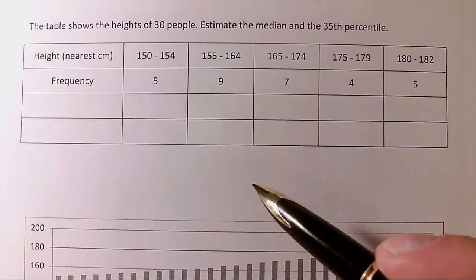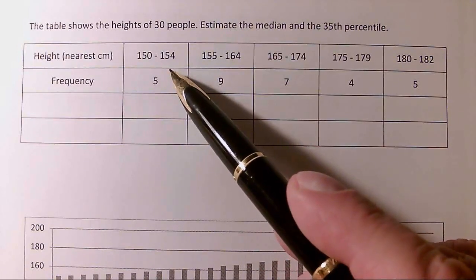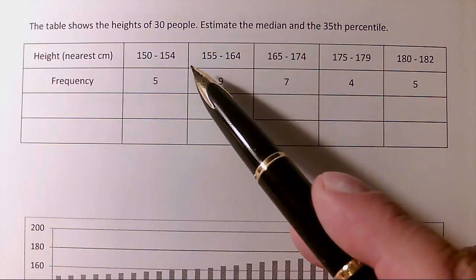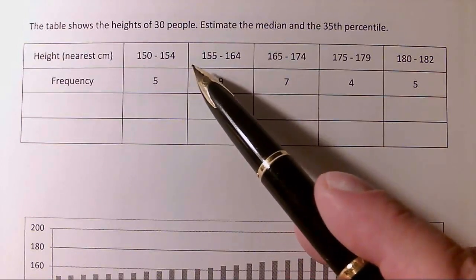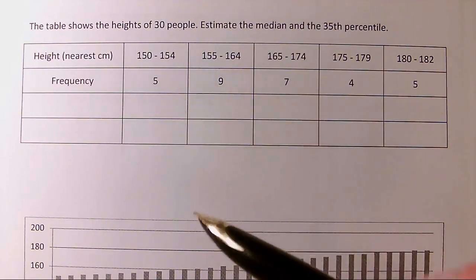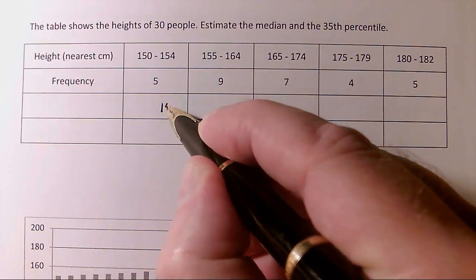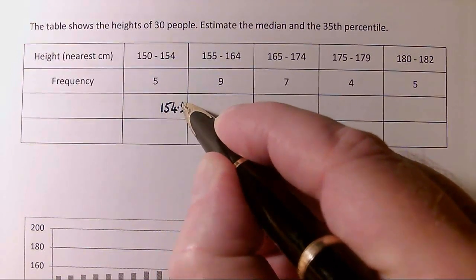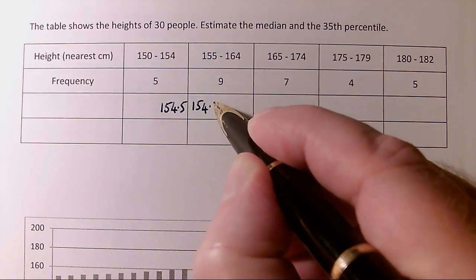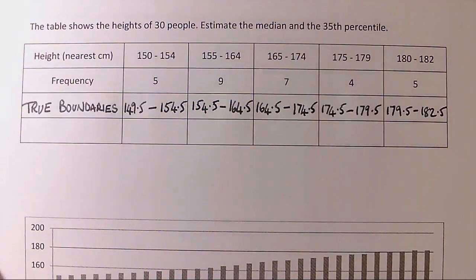Now, before I can do anything with this data, I need to deal with the fact that the data has been rounded. We have this gap between 154 and 155 where people will have been rounded up or rounded down. So the true cutoff point, anyone up to 154.5 would be in the first category. So that's going to have a true upper class boundary of 154.5, and that's going to be the lower class boundary of the next group up. So the first thing to do is to complete all of the true class boundaries, like that.